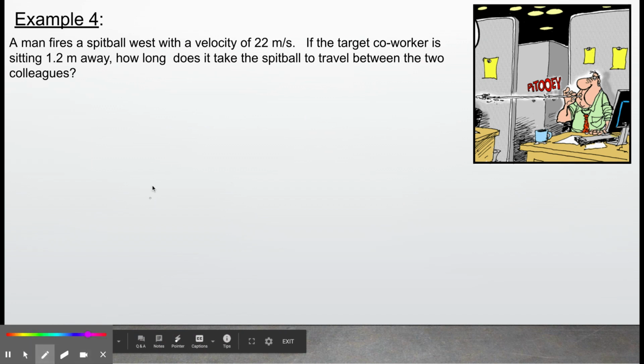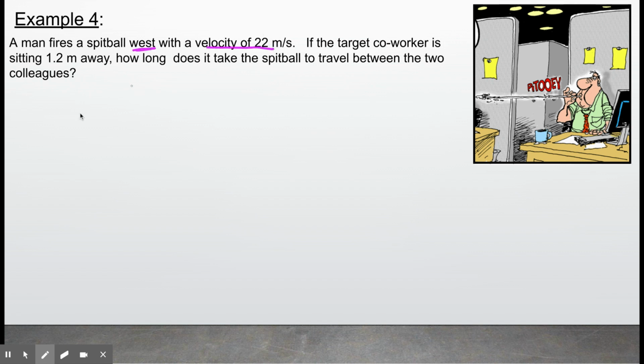Example 4. A man fires a spitball west with a velocity. Okay, so there is your V, and it also tells you the direction: 22 meters per second, and this is west.